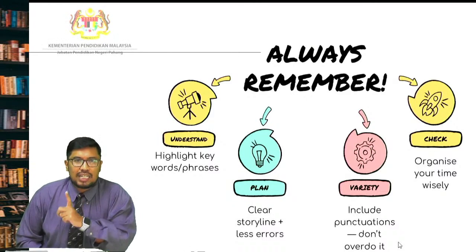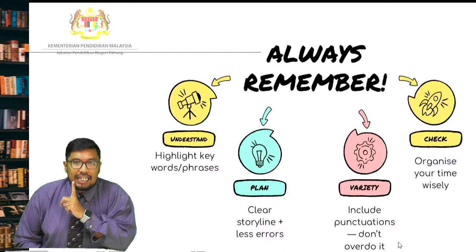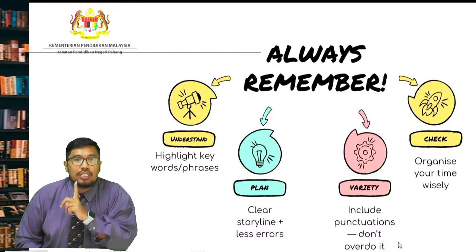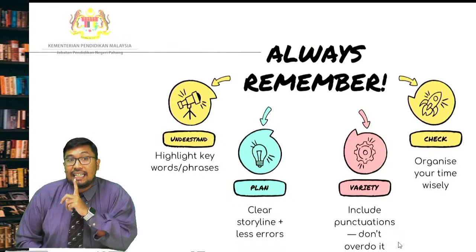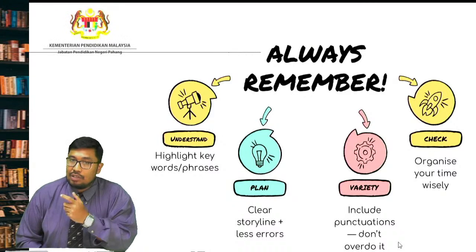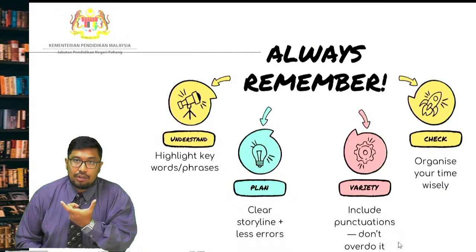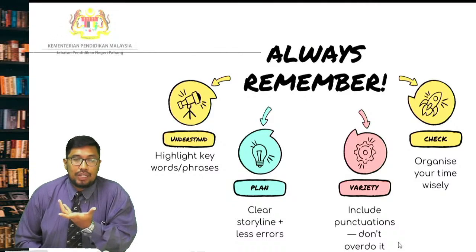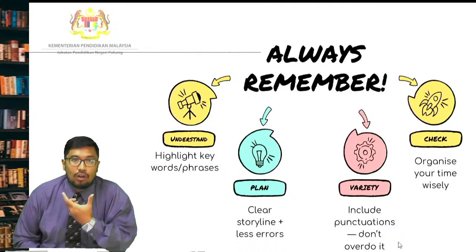Don't use a semicolon in every sentence that you are writing. Don't use a semicolon in every paragraph of your essay. If you are using it only once throughout your essay, that will be good enough. Okay, so don't overdo it.